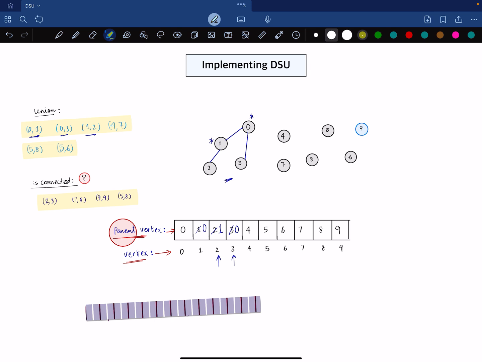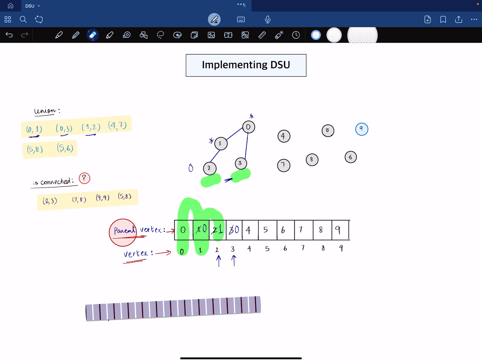Yeah. So let us begin from here. We have to answer whether 2 and 3 are connected or not. So we go through 2. We see that the parent of 2 is 1. So we go back to 1 and we see that the parent of 1 is 0. So we come back to 0 and we see that the parent of 0 is 0. It means 0 is the root for 2. Okay. So the root for 2 is 0. Similarly, we start from 3.